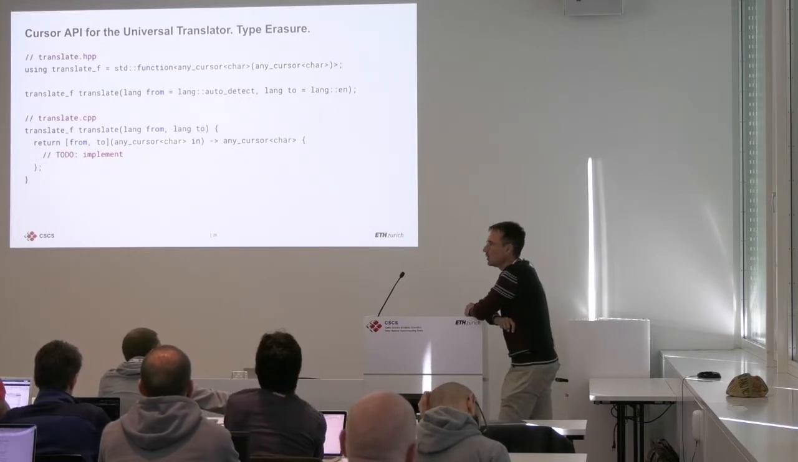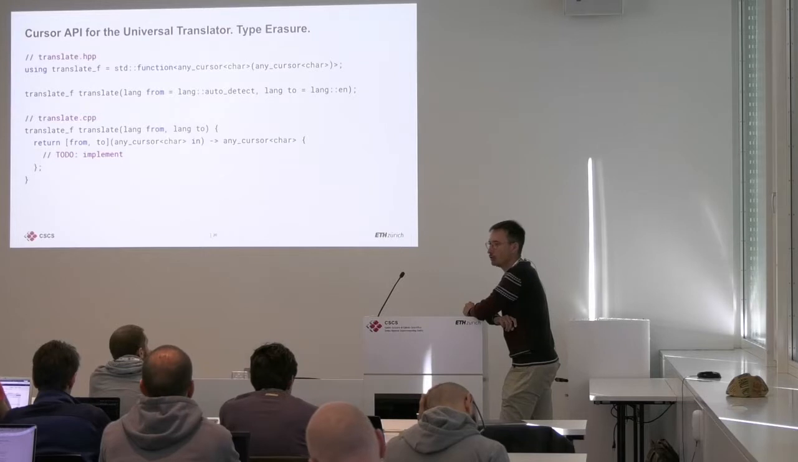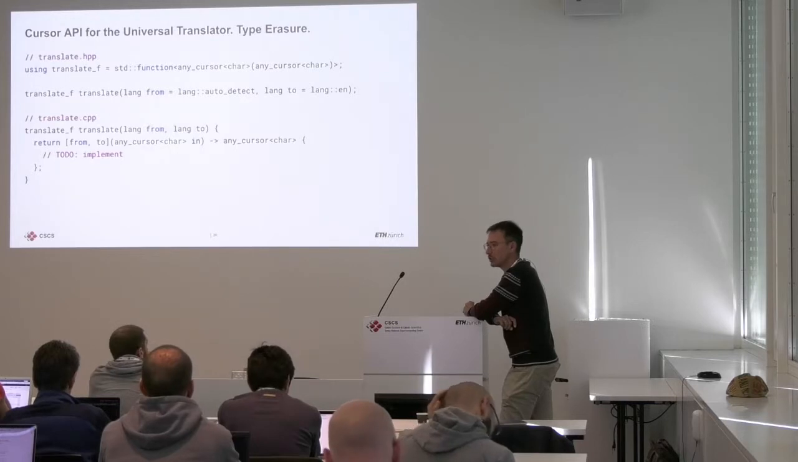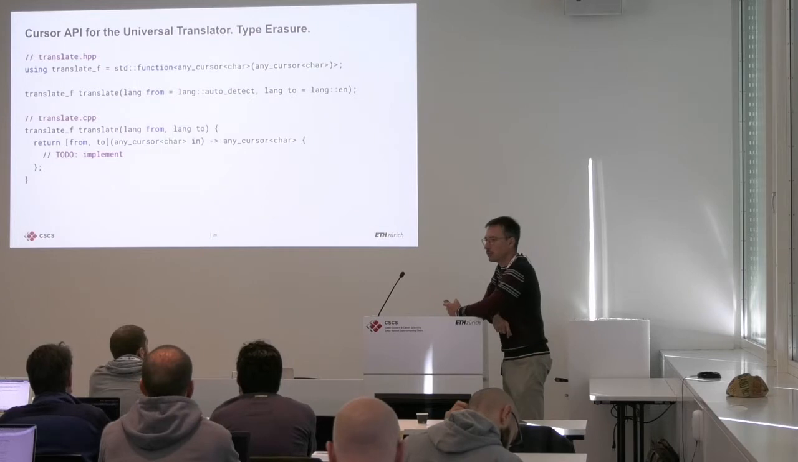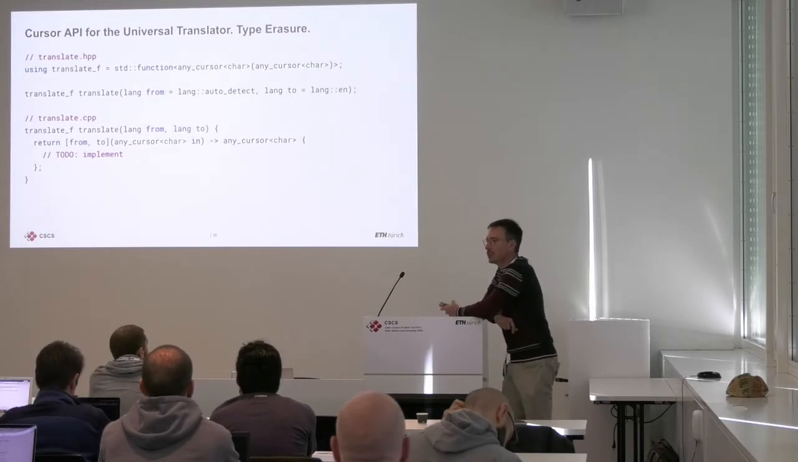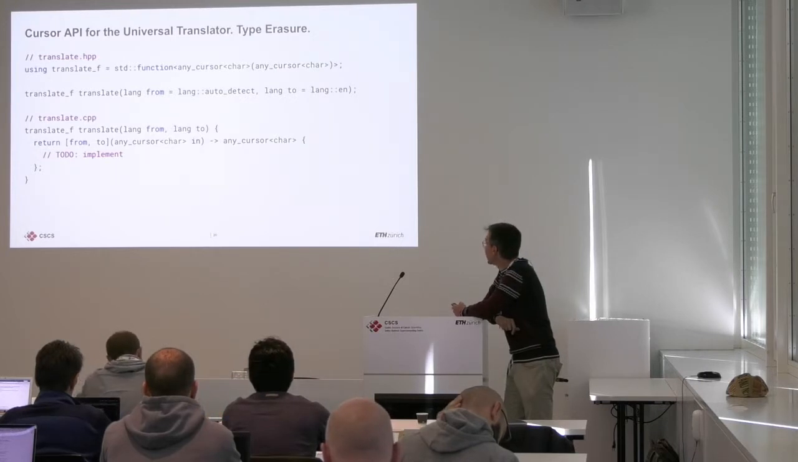For example, think about the standard function. We can initialize a std function with any functor that potentially can have any type. And after this initialization, it can be used, but the std function doesn't inherit the type from what it is initialized with. So it erases the type. And here we want to do the same with the cursor.